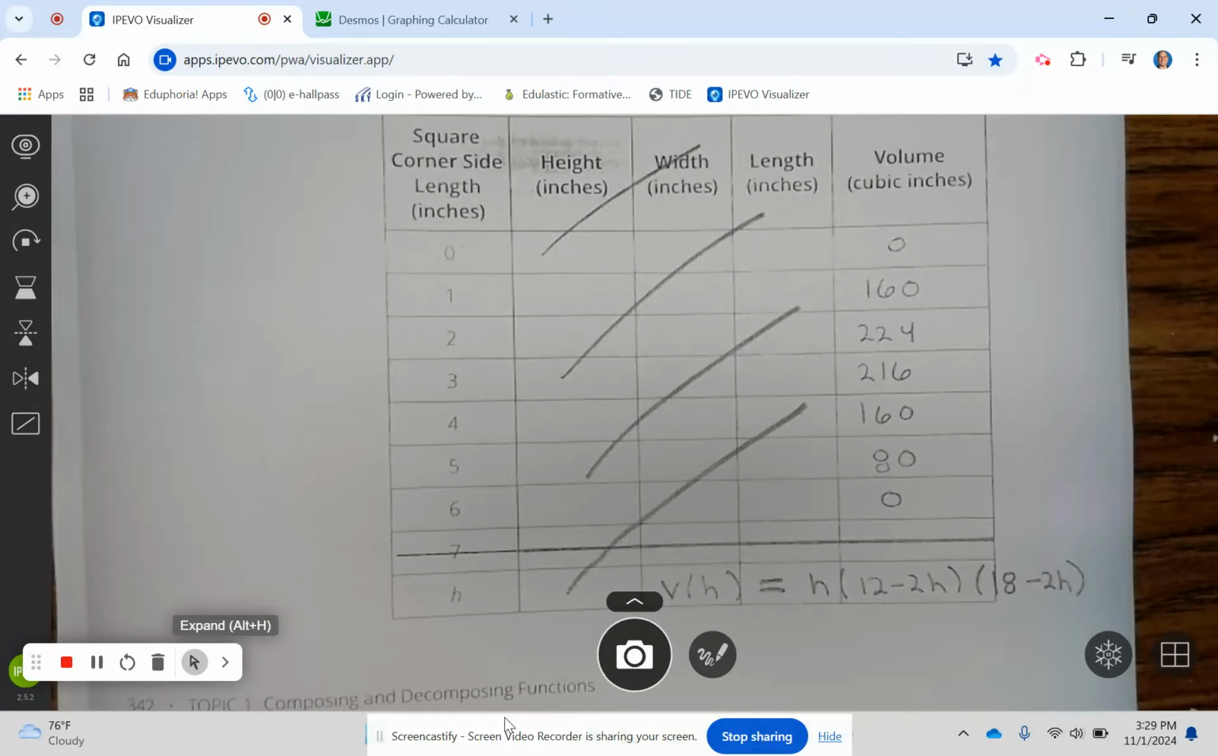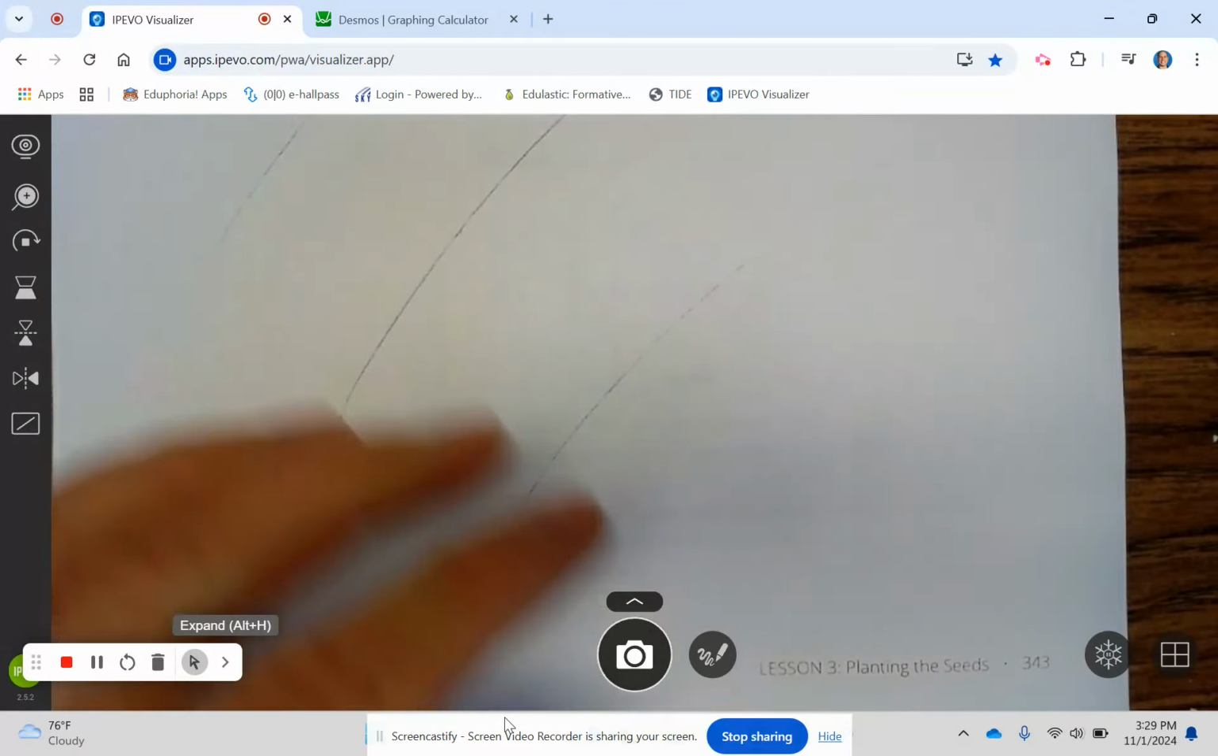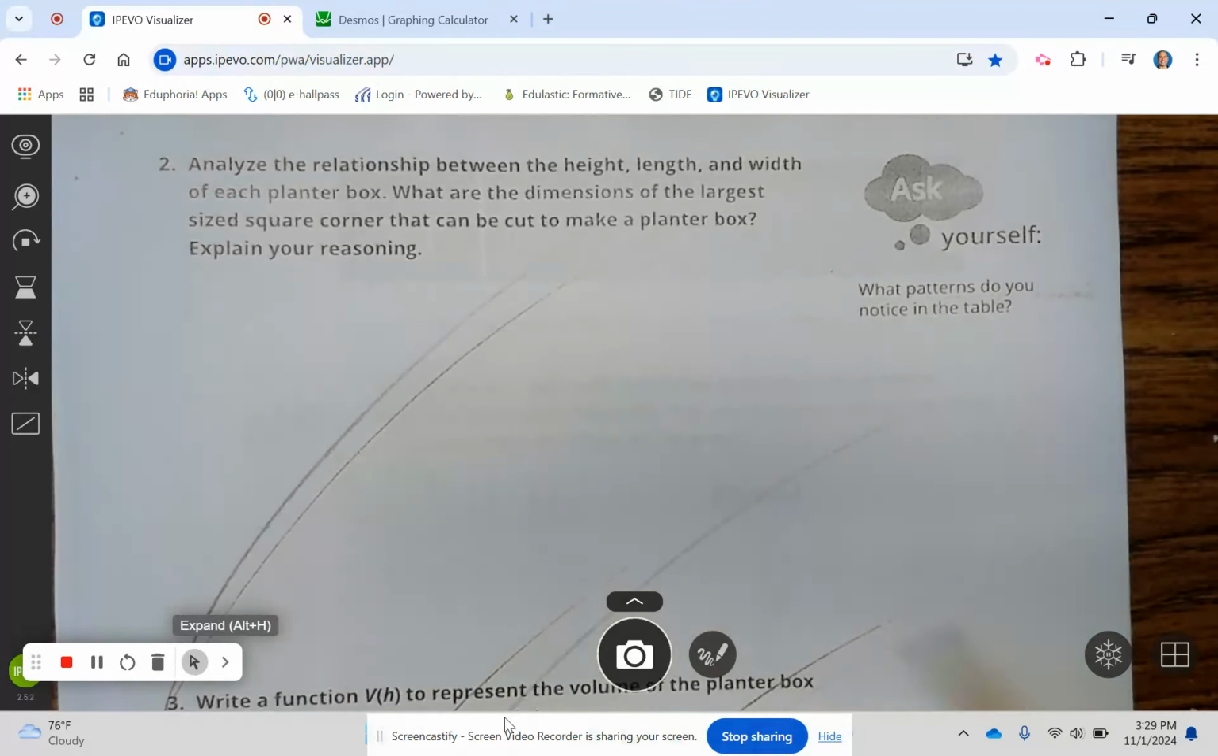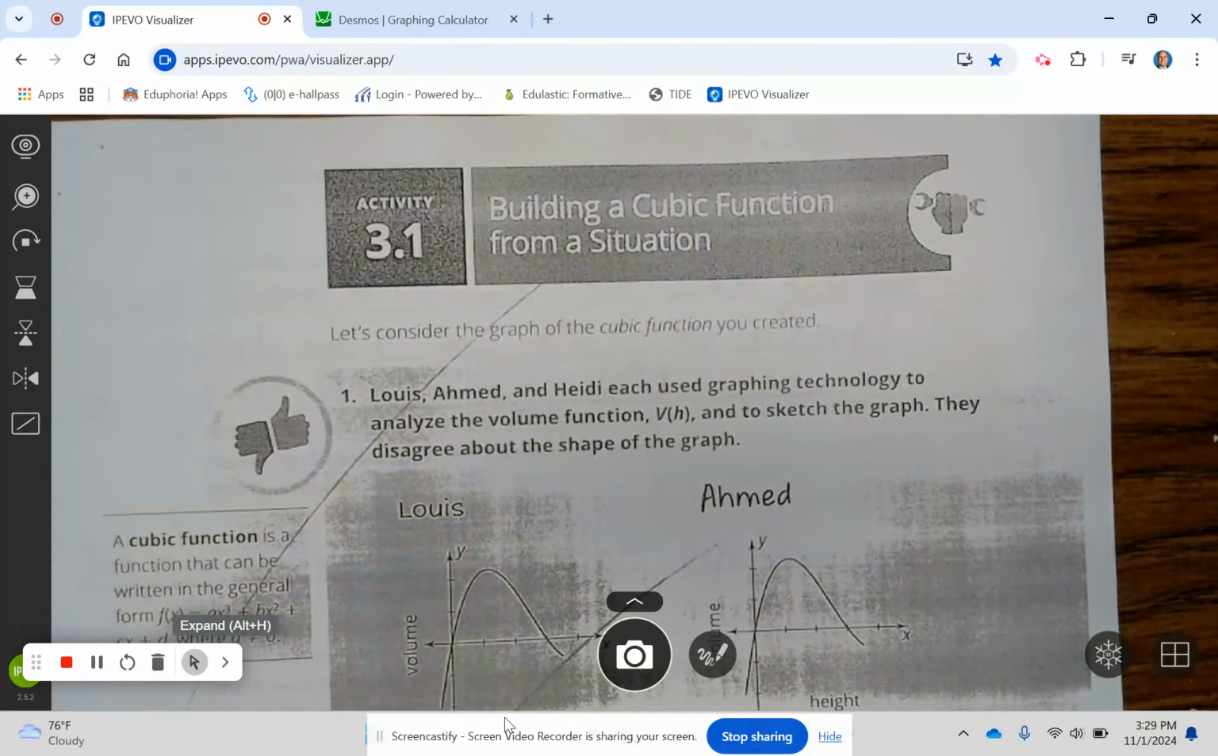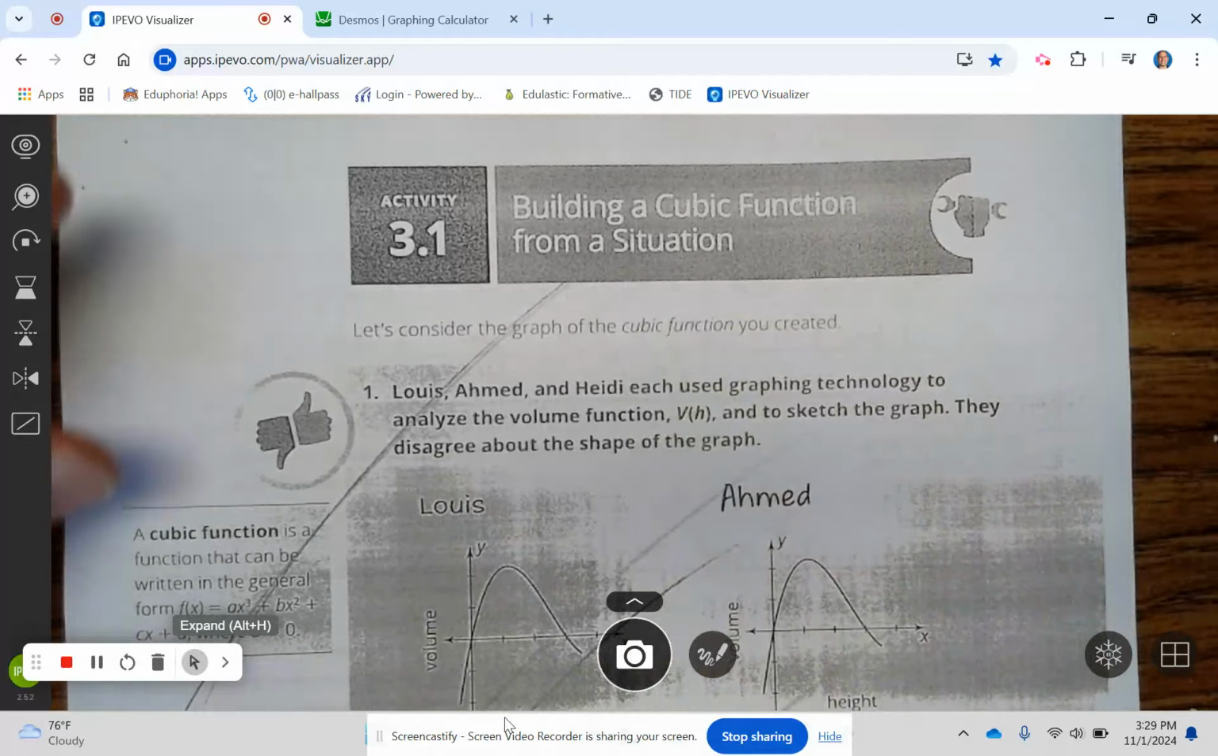All right, let's take a look at the next page. Go ahead and mark out this page.